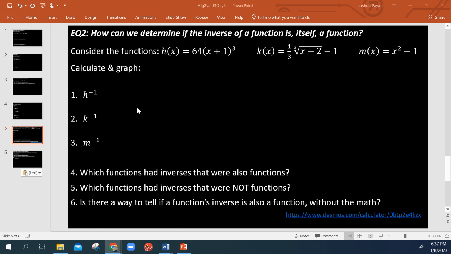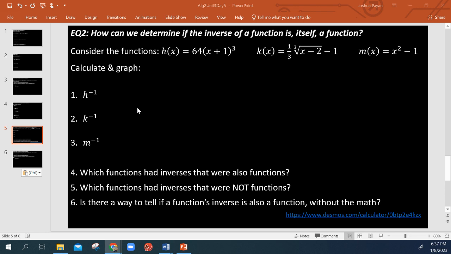Okay, so this is going to be the second video for Algebra 2, Unit 3, Day 5. In it, all we're going to do is talk about how to determine if the inverse of a function is itself a function. And to do that, we're going to review two concepts, namely line tests, vertical and horizontal, and also review what it means for a function to be one to one, but that should be relatively fresh in our brains.